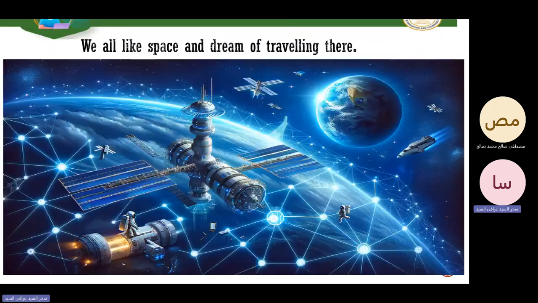Look at this picture. What can you see? We can see the Earth, spacecraft, some rockets, and an astronaut. So our lesson is about space. We all like space and dream of traveling there.